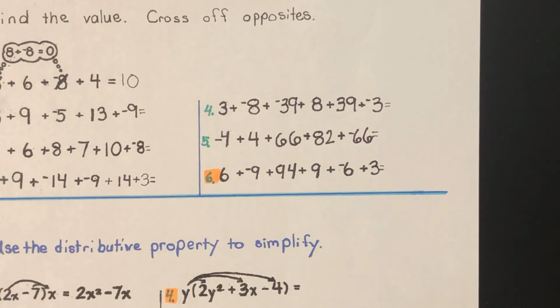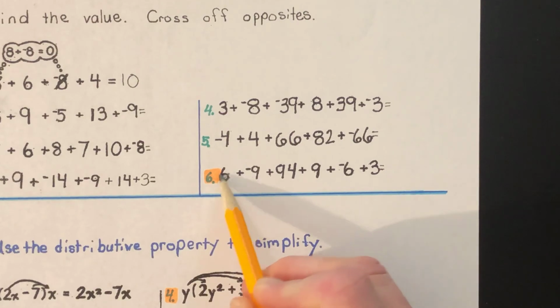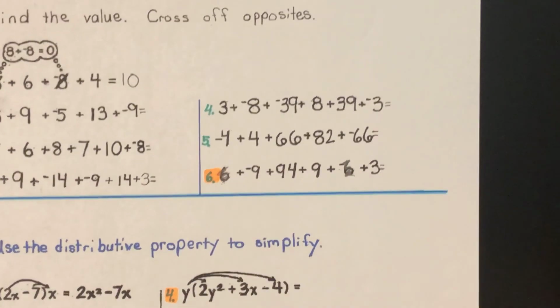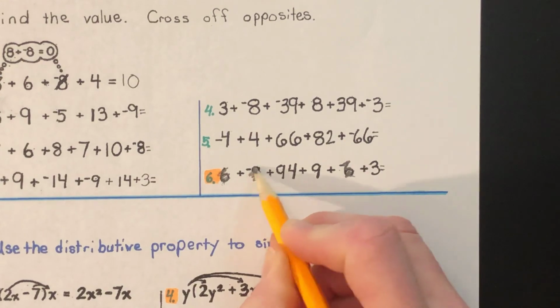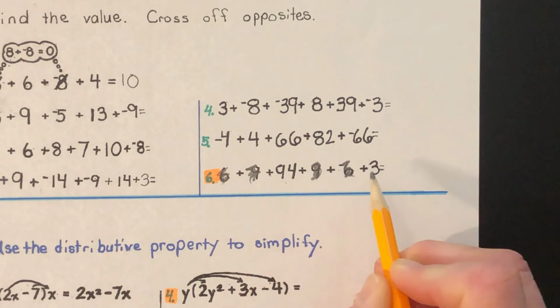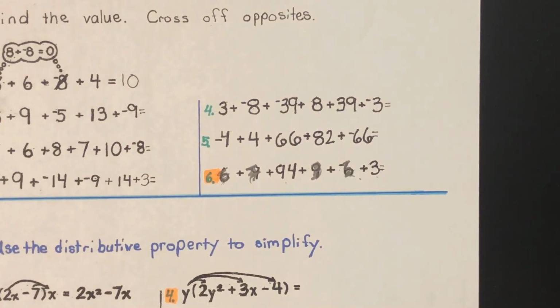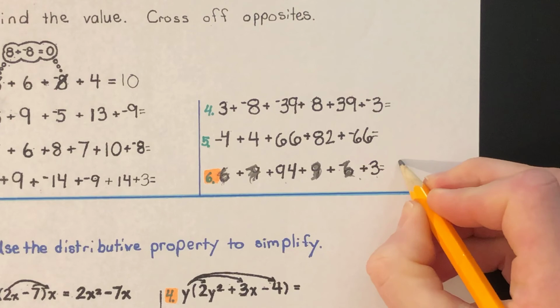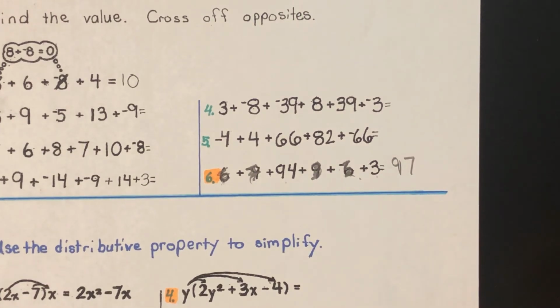Anyhow, number 6. When I look at number 6, I can see this. These are opposites, 6 and negative 6. I've got negative 9 and 9. And I'm left with 94 plus 3. Well, I can do that in my head. 97. Some of these, by the time you cross out all the opposites, you have 1 integer left. So there's not even any math involved. So, you're going to be some easy ones on here. This should be pretty quick for you, actually.